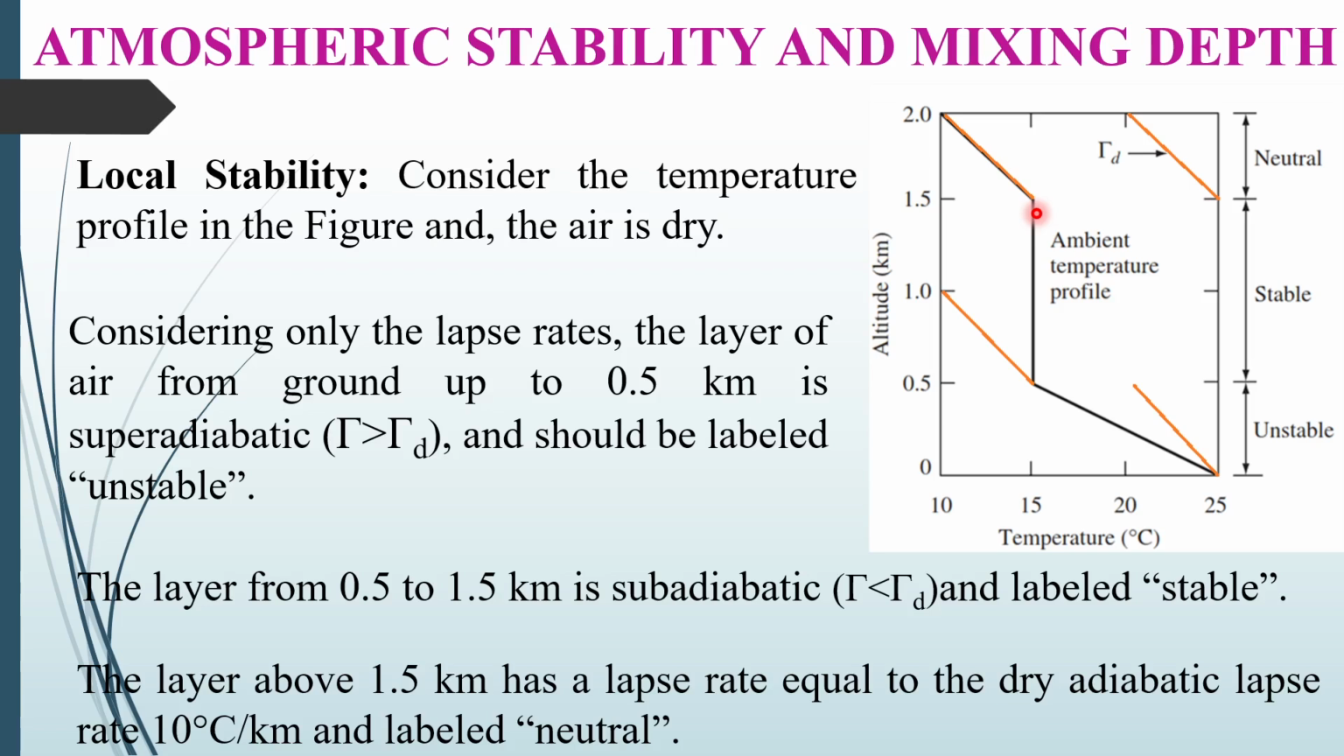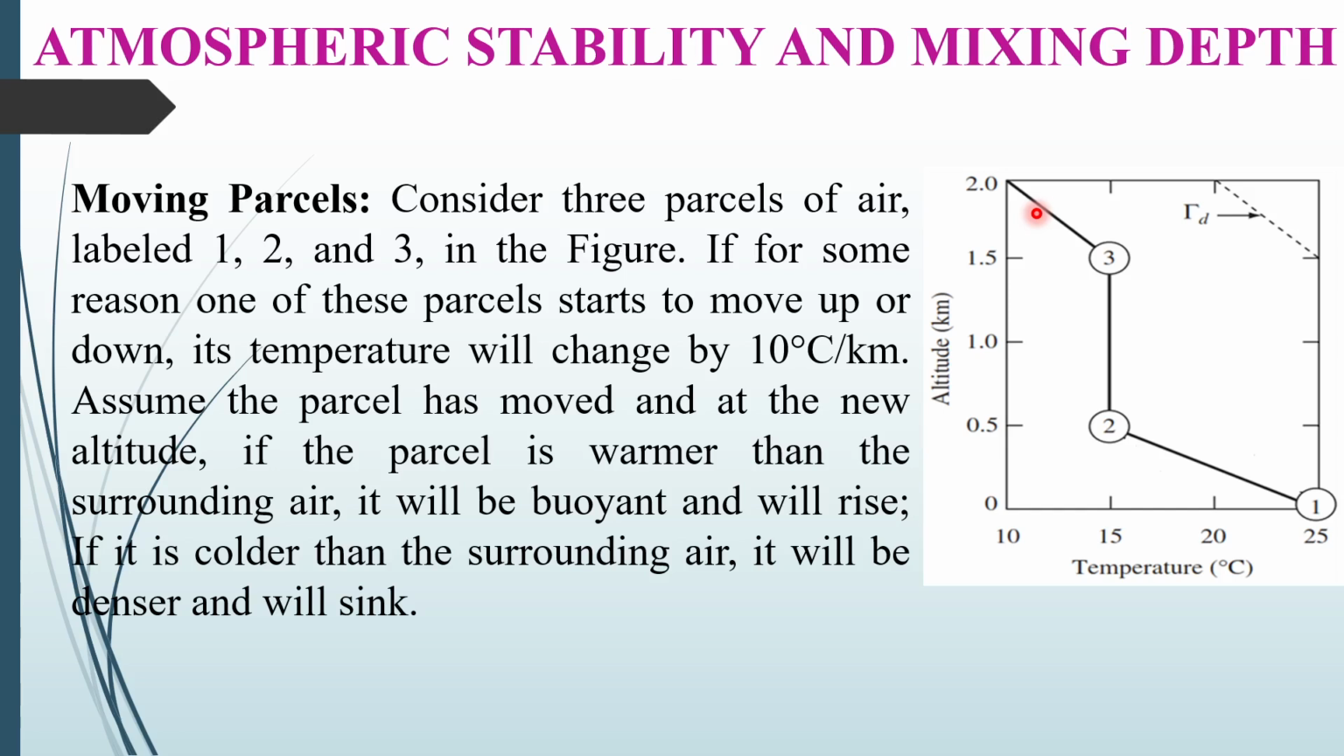Now, if we consider three parcels of air at levels 1, 2 and 3 in this figure, and if for some reason one of these parcels starts to move up or down, its temperature will change by 10 degree centigrade per kilometer at the dry adiabatic lapse rate. So assume the parcel has moved to a new altitude, maybe a lower altitude or a higher altitude, it has just moved to a new altitude.